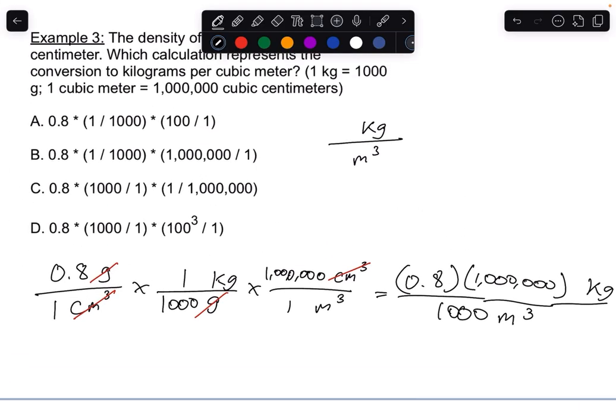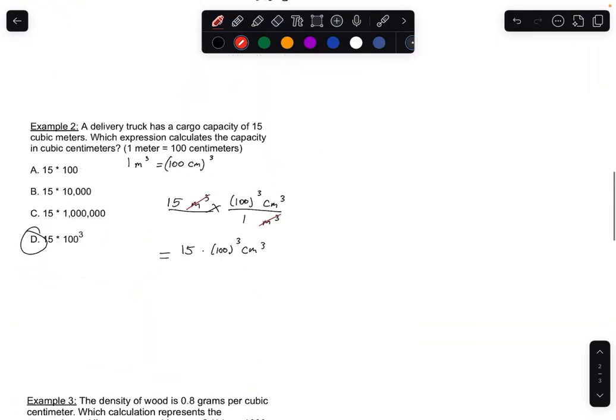Ooh, these are interesting. You can also see the fractions, like this should be 1 over 1,000. So it's one of these two. The last one should be 1,000,000 over 1. So it kind of has to be B in this case. So very interesting question type.